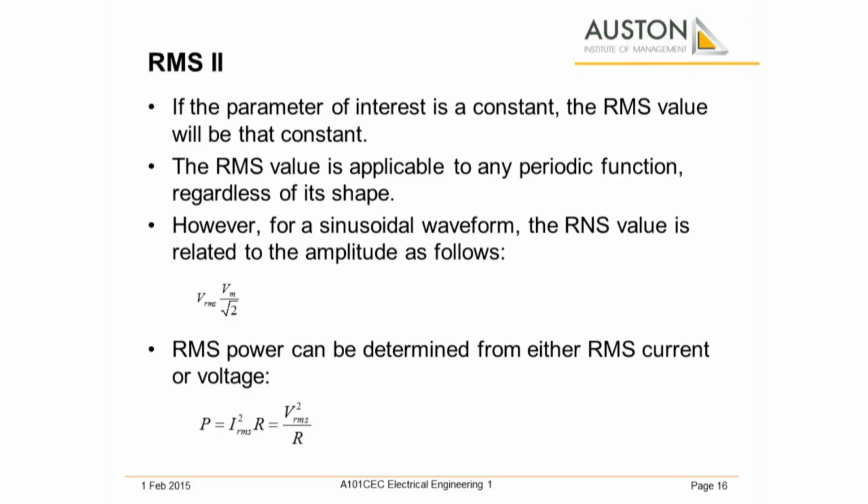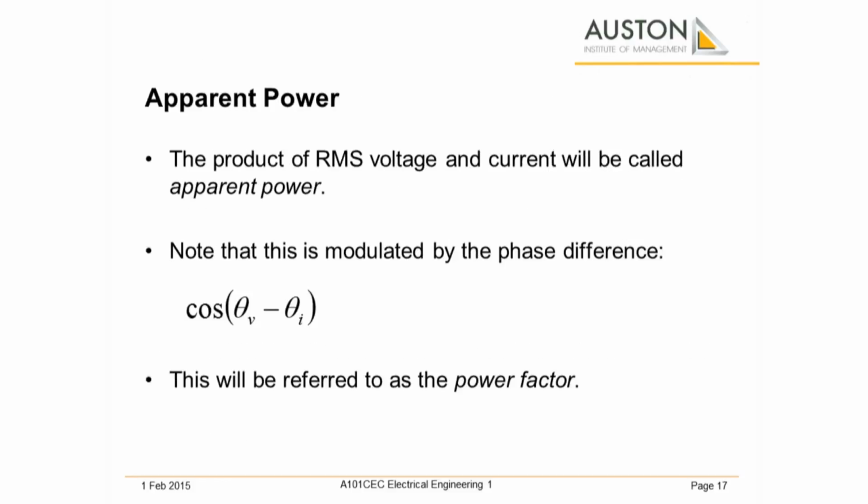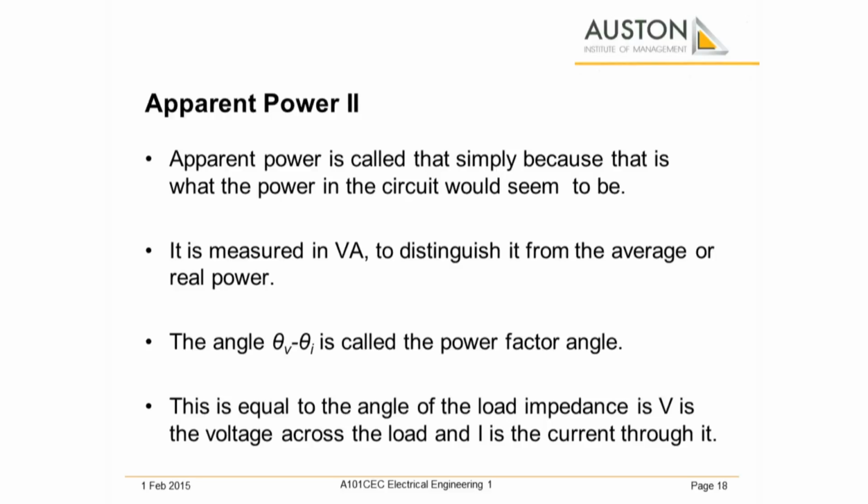The effective value of power can thus be calculated using the RMS value of current or voltage. The product of the RMS voltage and current is called apparent power, which is affected by the phase difference between the voltage and current. The difference in phase between the voltage and current is referred to as the power factor of the circuit. Why is it called apparent power?